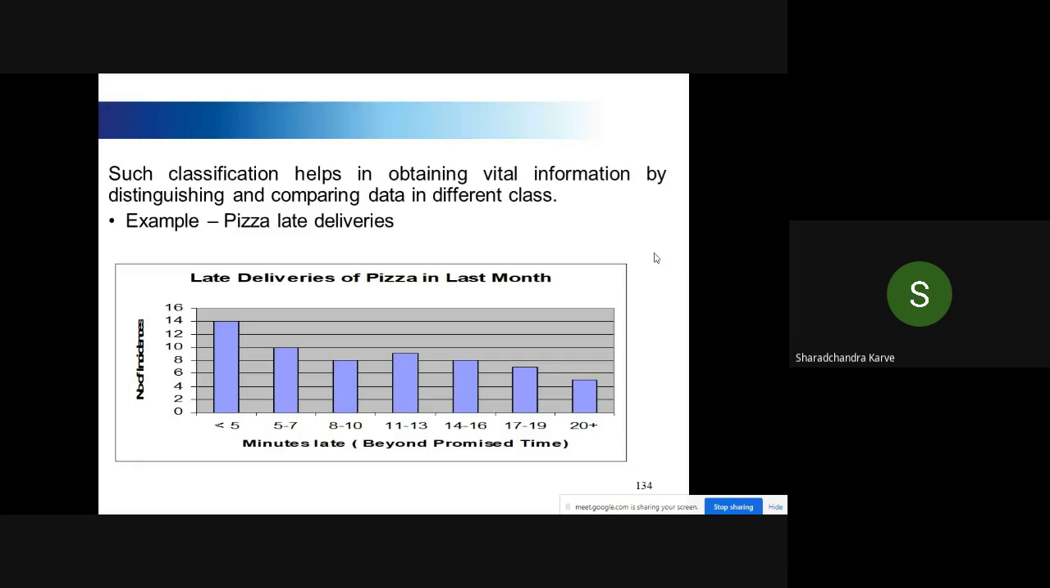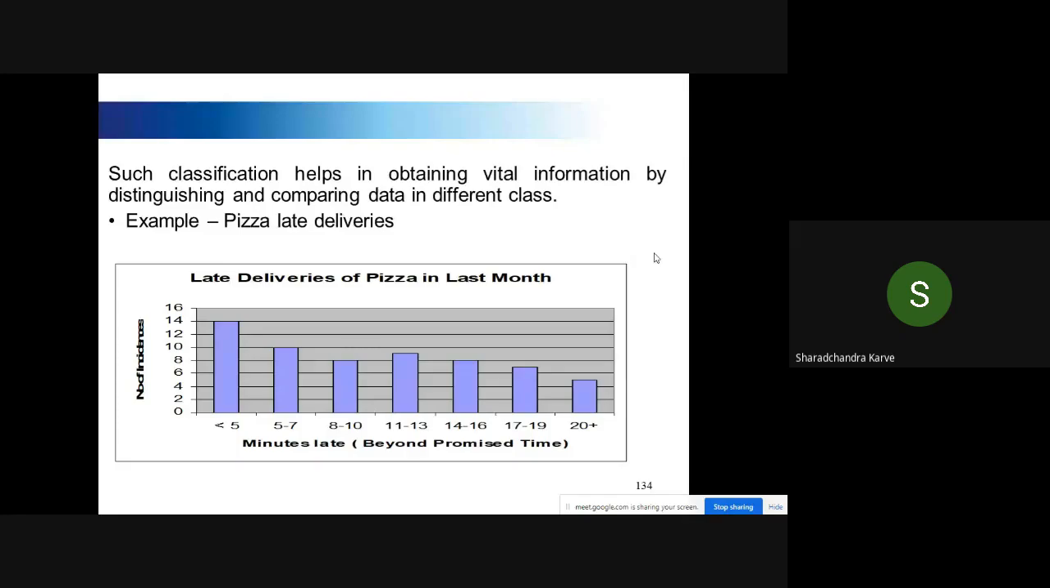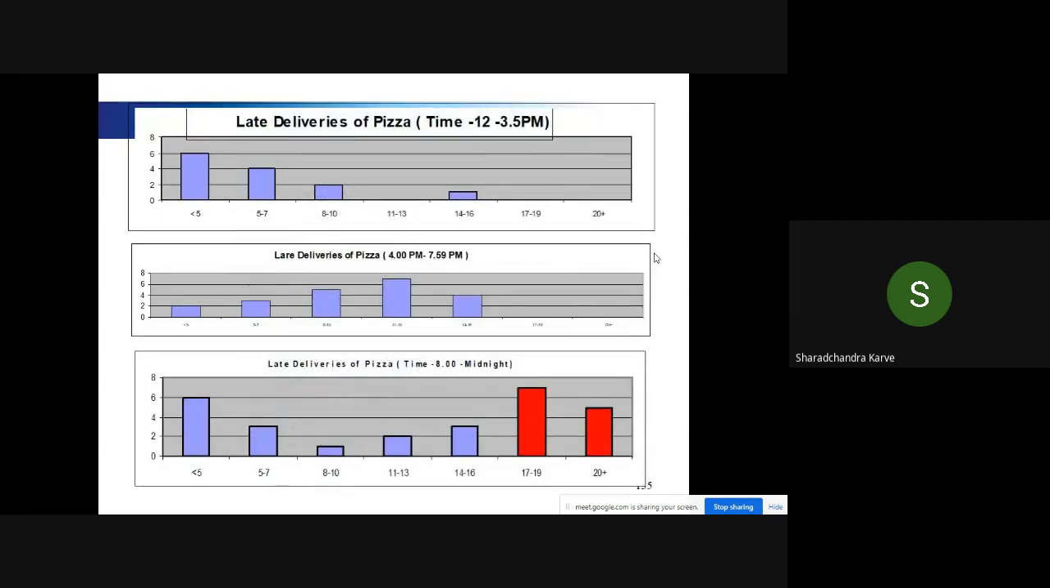The example is about pizza late deliveries. This is a bar graph of pizza late deliveries in the last month for any Pizza Hut or something like that. The bar graph shows how many were less than 5, 5 to 7, 8 to 10, etc., and beyond promise time. Now, you can use any type of stratification. What I have done in this example is stratify the data based on time. Next slide, please. So this is the data for the whole of the day.